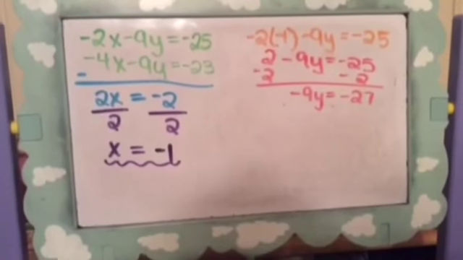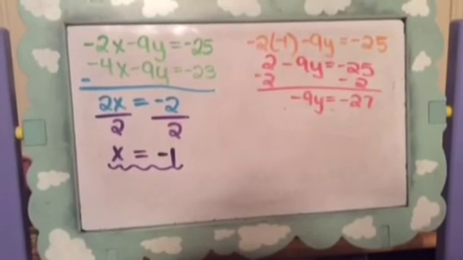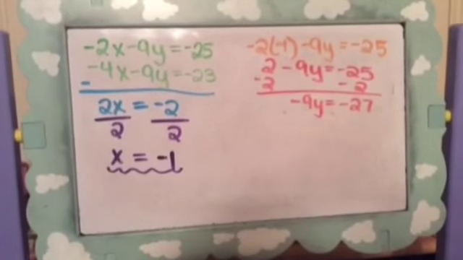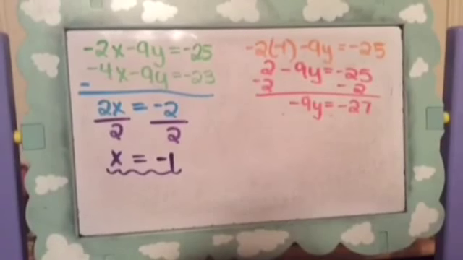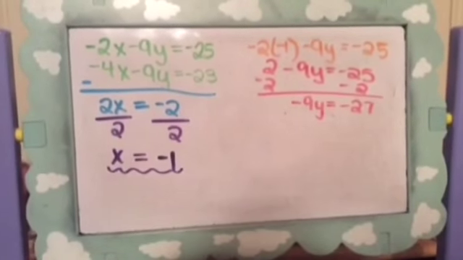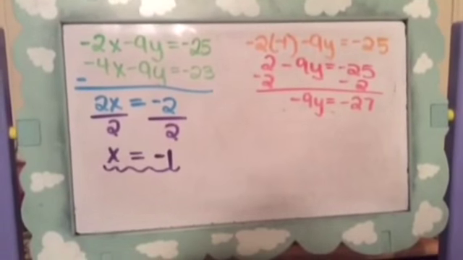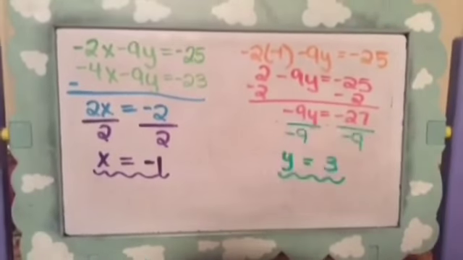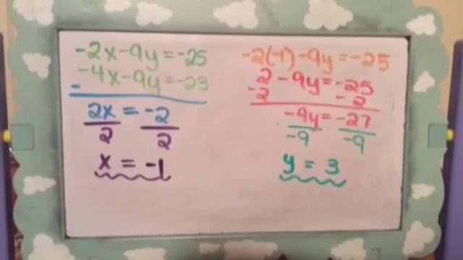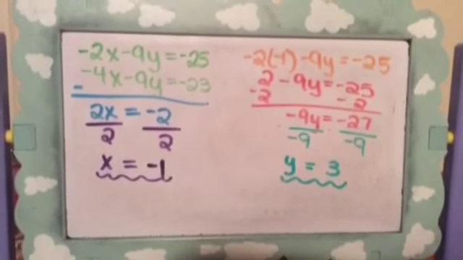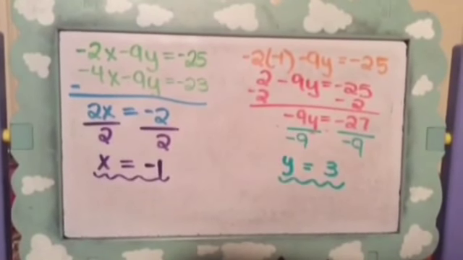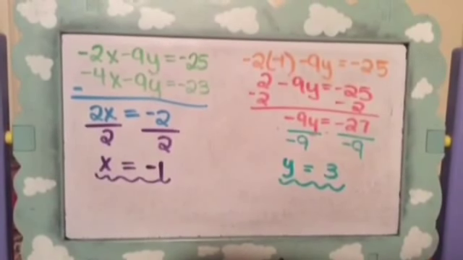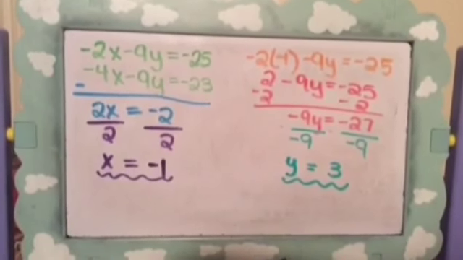To isolate the variable, first you have to simplify the equation, which gives you 2 minus 9y equals negative 25. Then subtract 2 from each side. This gives you negative 9y equals negative 27. To separate the coefficient from the variable, divide by negative 9. Negative 27 divided by negative 9 is 3, so y equals 3.